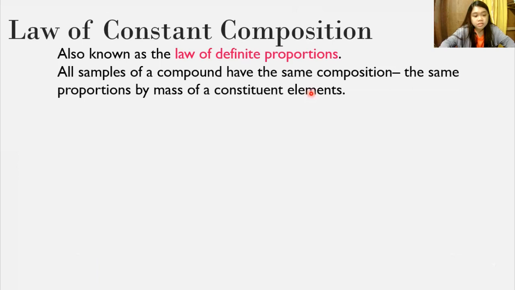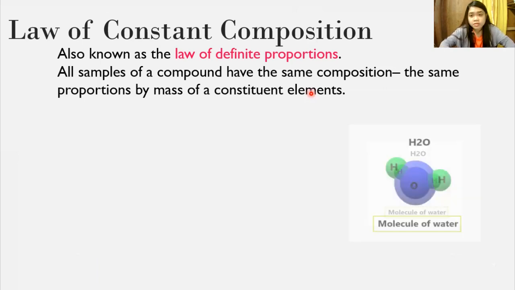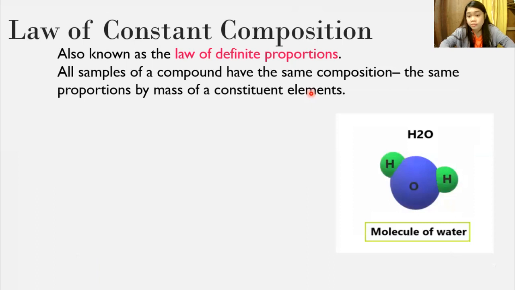And then we go to the law of constant proportion. It is also known as the law of definite proportion. It claims that all samples of a compound have the same composition, the same proportions by mass of its constituent elements. So to further illustrate, we have 1 molecule of water here. As you can see, we only have 2 kinds of atoms present in water, the hydrogen atom and the oxygen atom.